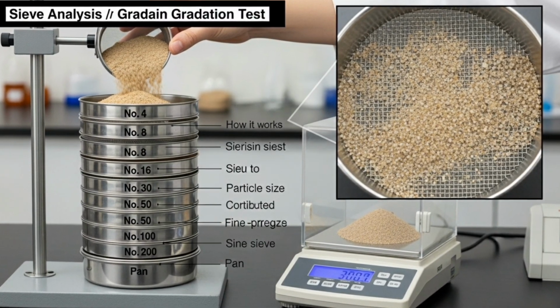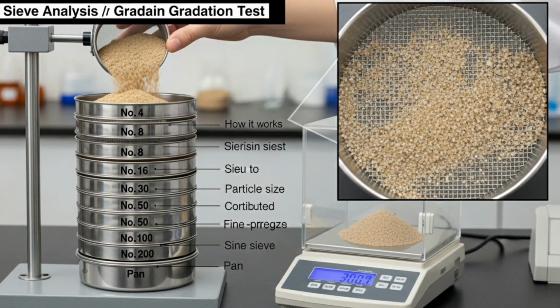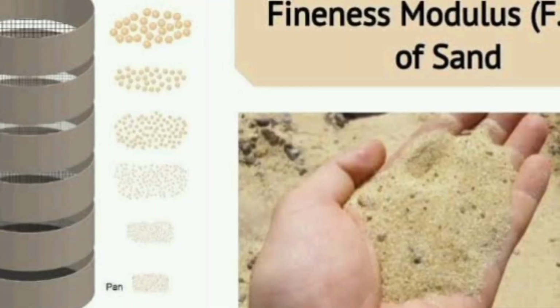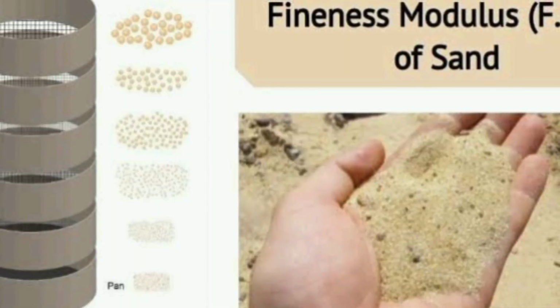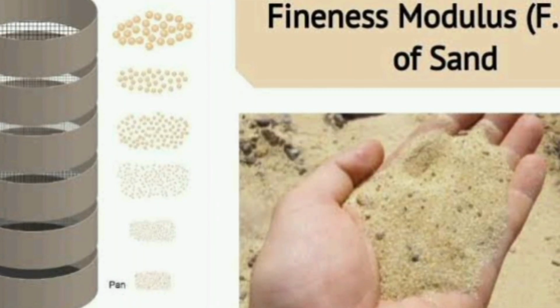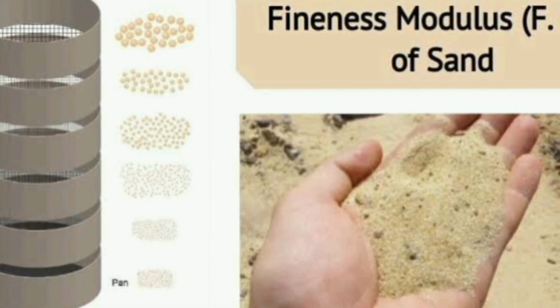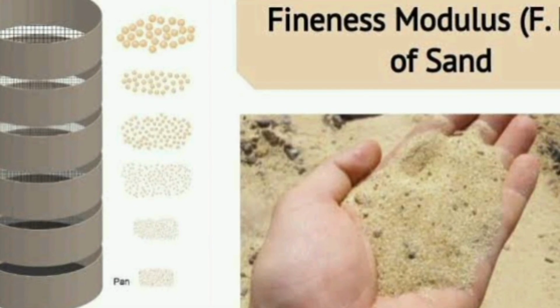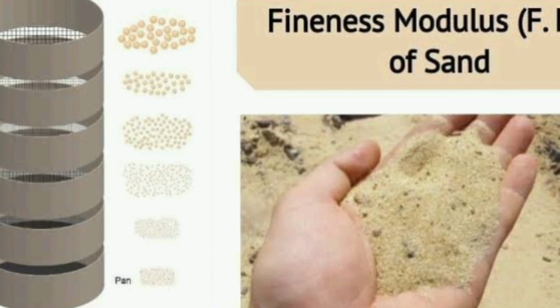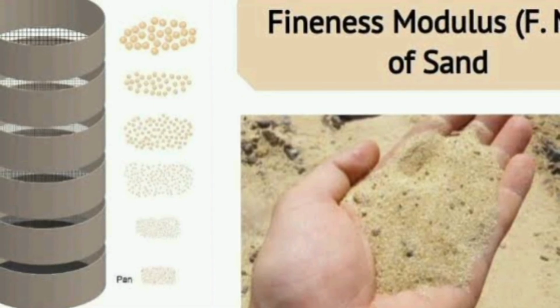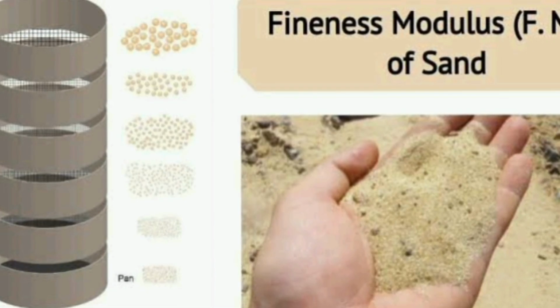A well-graded sand, with a continuous range of particle sizes from the largest down to the finest, has less void space. Less void space means you need less cement paste to coat the particles and fill the gaps, leading to a more economical and often stronger mix. It also drastically improves the workability and cohesiveness of fresh concrete, reducing the risk of segregation and bleeding.